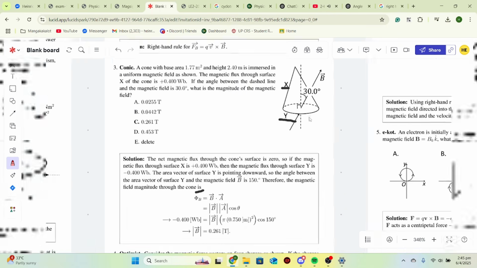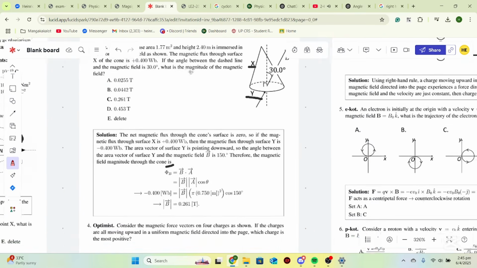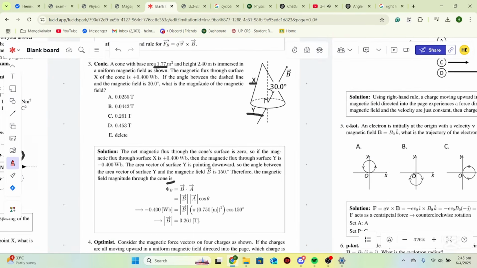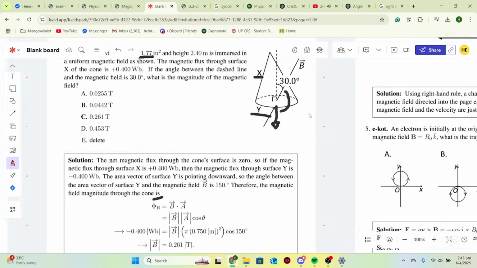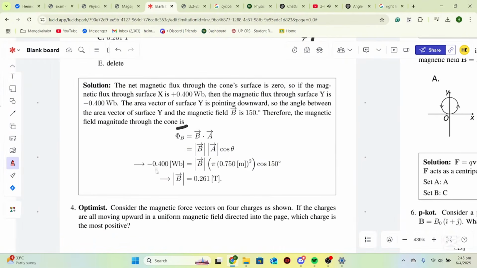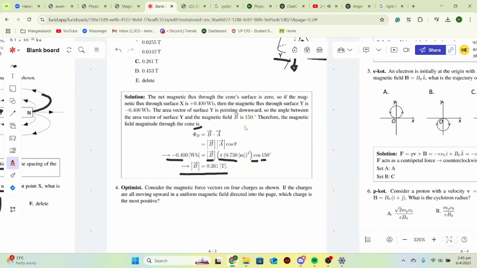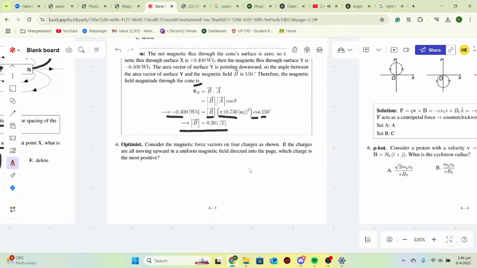We can find the area over here, which is 1.77. But the area vector is over here, right? Since that's the area vector, the angle between it and the magnetic field is 150 degrees. So that's the angle we have to use. It's just plug and play: negative 0.4 is equal to B A cosine 150, and for that we get 0.261.